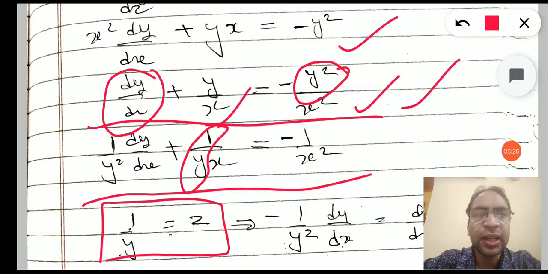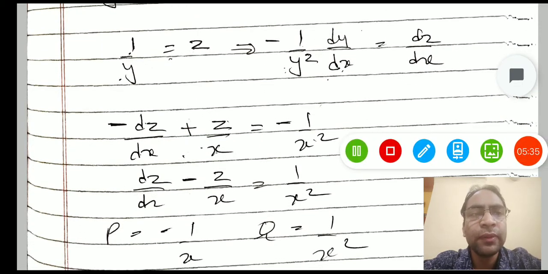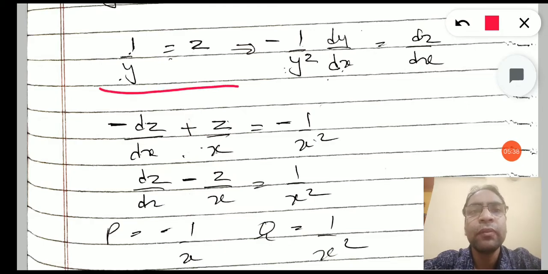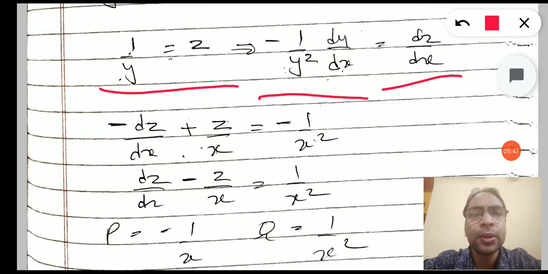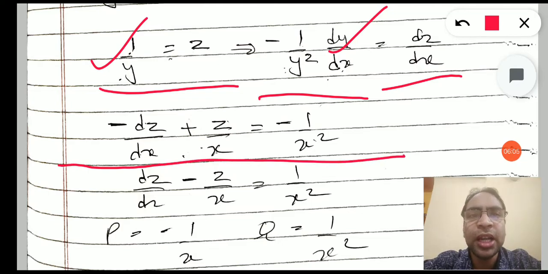So this is the substitution. You can recall the second step of reduction. So we'll substitute this, and just for the substitution we need to find out the value of dy by dx also. So this is 1 upon y is equal to z. On differentiating this equation with respect to x, this will become minus 1 upon y square dy by dx, and this is dz upon dx. So from which we can find out the value of dy by dx. So just by replacing the two values, one is 1 upon y as equal to z, another is dy by dx in the form of dz by dx, the given equation becomes minus dz upon dx plus z upon x is equal to minus of 1 upon x square.